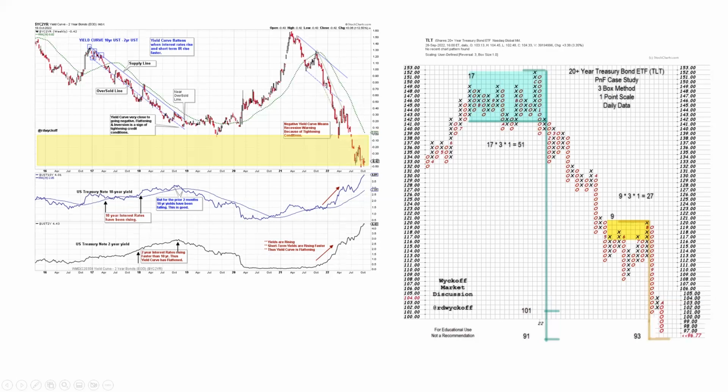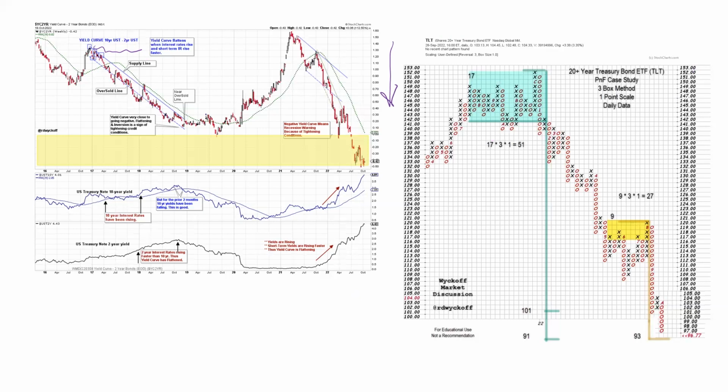Now, let me get my little pen here. This chart on the left, we've looked at a number of times, and this area right here is the U.S. Treasury 10-year to 2-year yield curve chart. When the yield curve is flattening, that tends to be a tight money environment, and tight money eventually becomes a drag for stock prices.